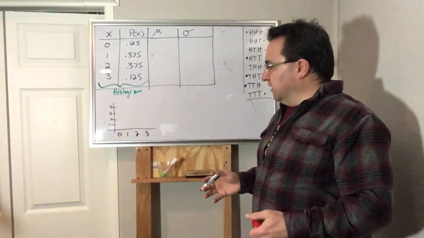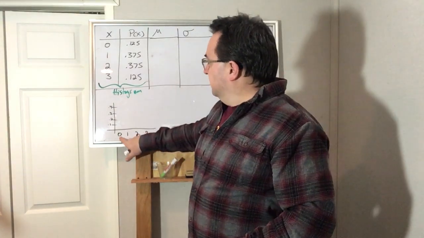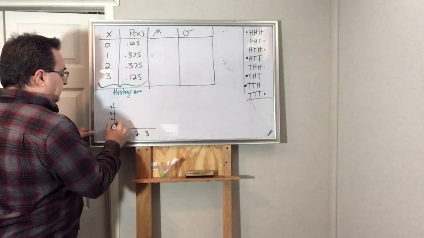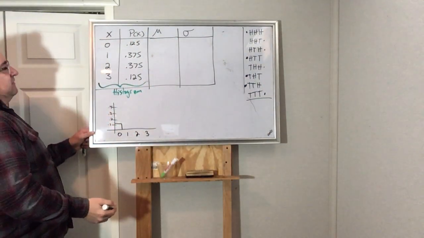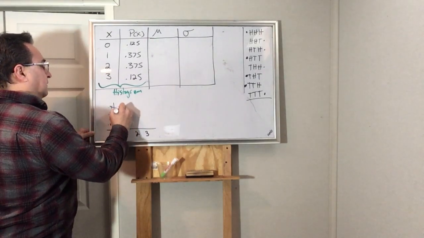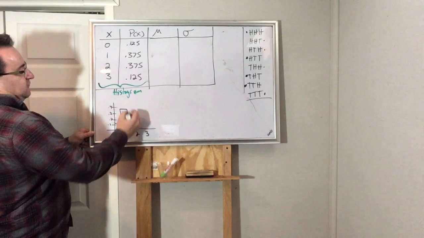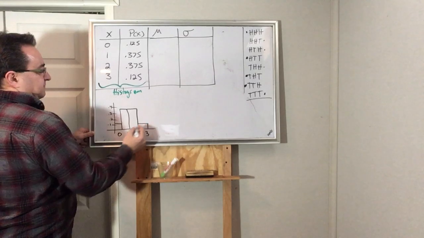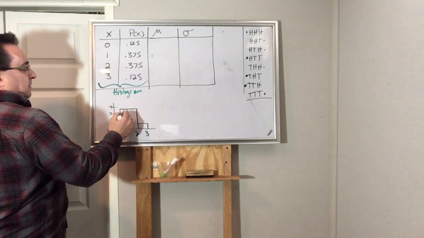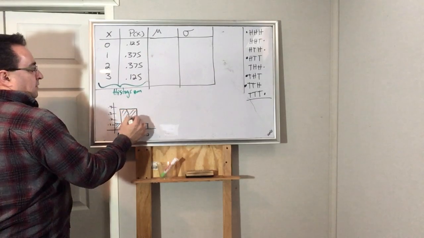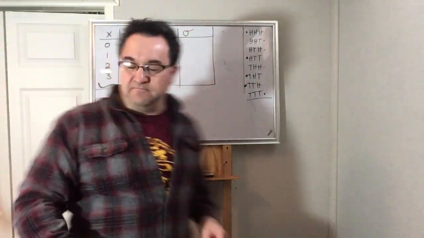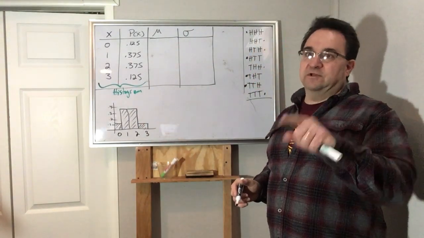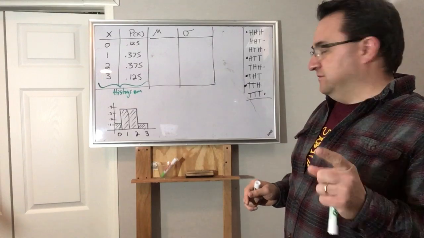So now I'm going to make a bar for each one of these. The likelihood or probability of 0 is 0.125, right about here. The probability of getting 1 is 0.375, and 2 would be 0.375, and 3 is back down to 0.125. So this would be my histogram. There's my table, there's my histogram. Okay, so now we need to tackle the mean and the standard deviation.